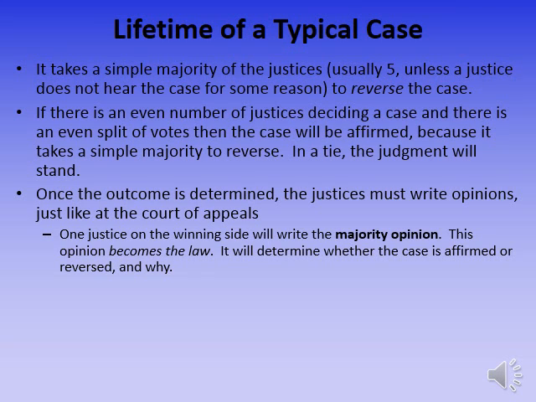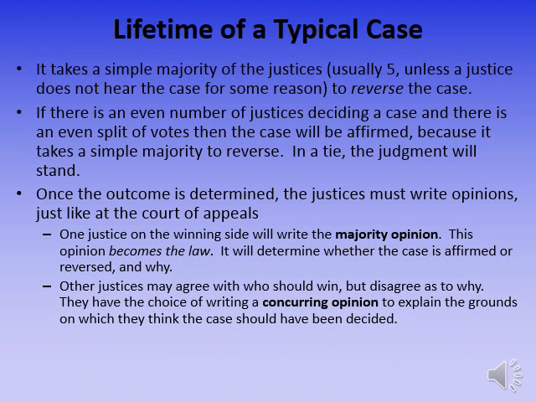There are different kinds of opinions that will be written. There will at least be a majority opinion in every single case. And that will be written by one justice on the winning side of the argument here. So if they all take a vote and 5 of the 9 justices agree, that's the majority, and that's going to be the law. So going forward, the opinion in that case, that's the law of the land. They will have decided this issue. So the majority opinion will determine whether the case is affirmed or reversed and explain why.